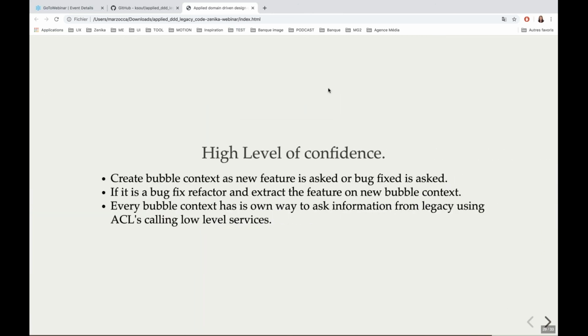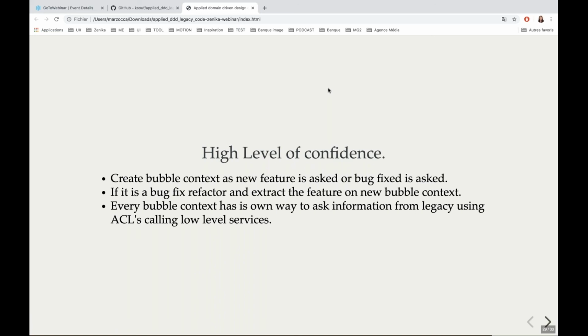The third one is when you have the highest level of confidence. So every time we ask you, let's say, to implement a new feature or to bug fix something, you refactor that bug, you extract that feature in a bubble context. Or if it is a new feature, you create it directly in a new bubble context.